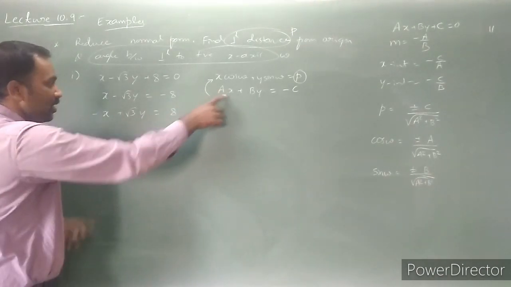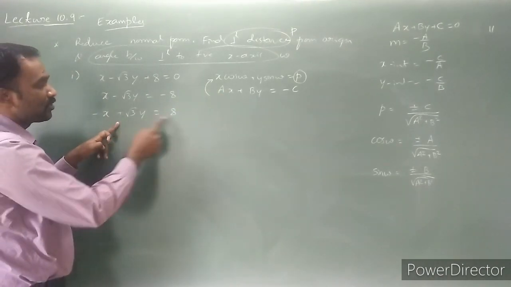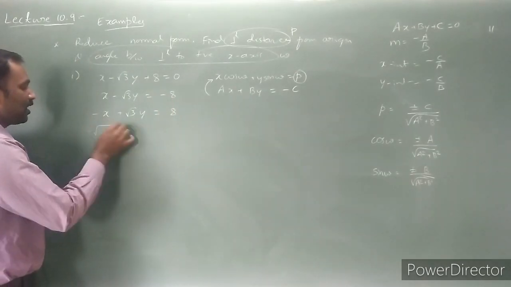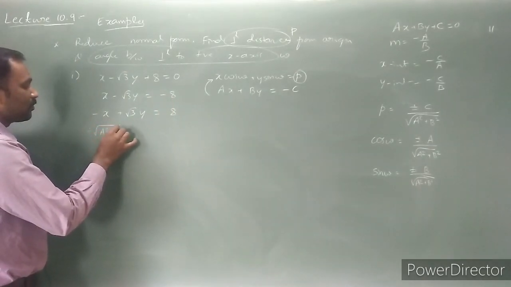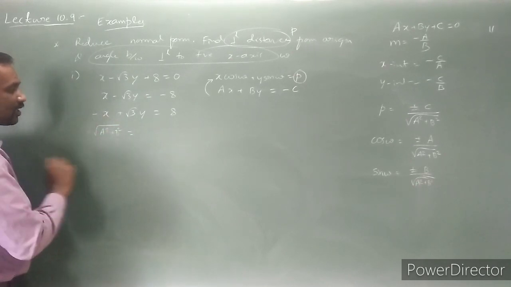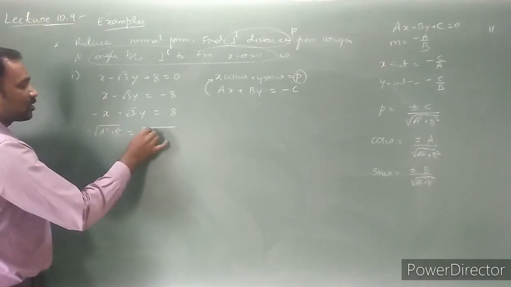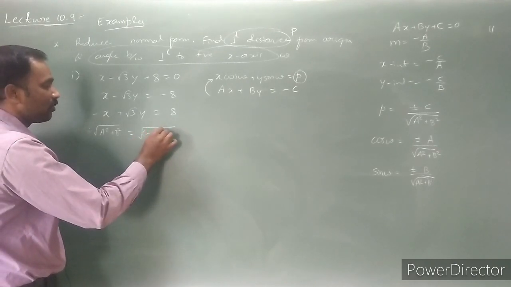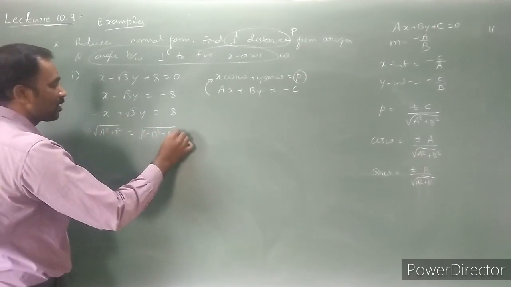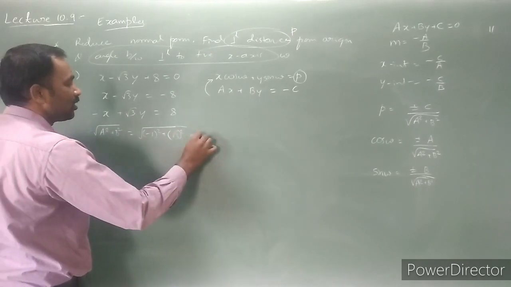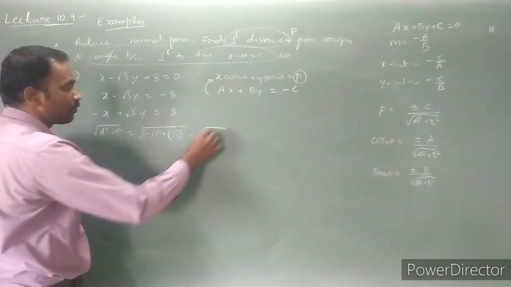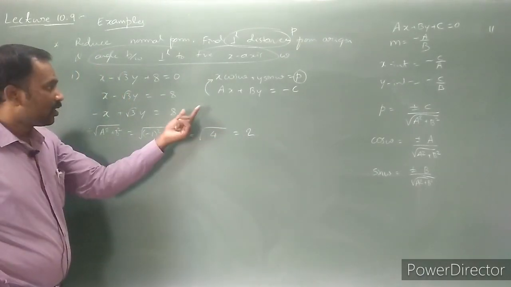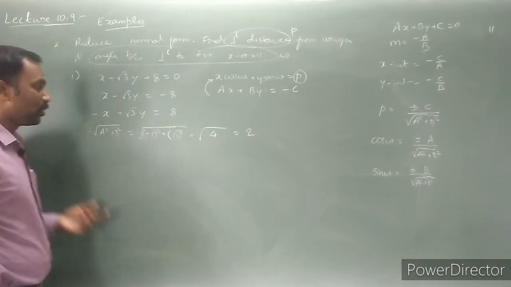Now the a value is minus 1 and the b value is root 3. So here divide by root of a square plus b square. Root of a square is minus 1 squared, plus b square is root 3 squared, which is 1 plus 3 is 4. Root 4 is nothing but 2. Always keep the right hand side as positive.